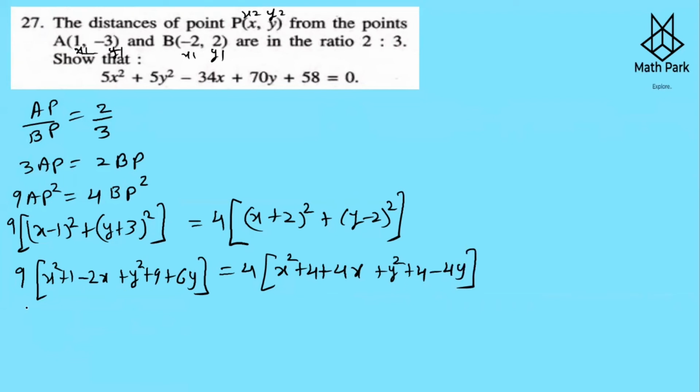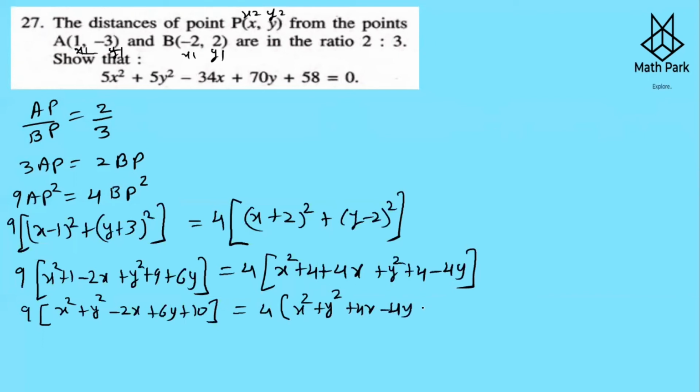So let us simplify inside first. Here you have x square plus y square minus 2x plus 6y, and 9 plus 1, this is 10. Here we have 4 times x square plus y square plus 4x minus 4y, and 4 plus 4, it is plus 8. Okay, we will be now expanding this bracket.